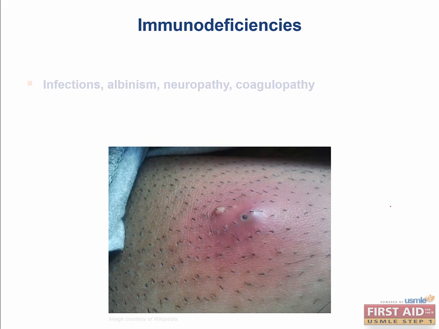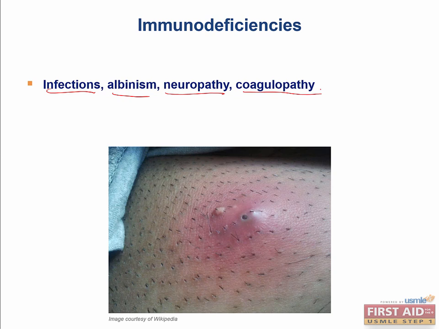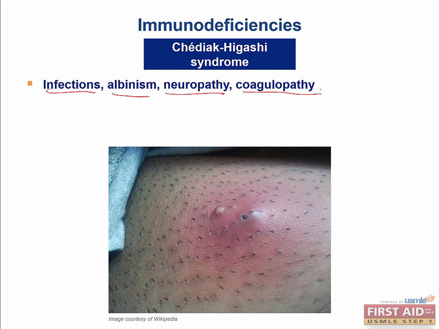Second to last deficiency is a poor kid with infections, albinism, so he's pale white, neuropathy, can't feel his fingers, has motor weakness, and coagulopathy, frequent nosebleeds. All right, what is this condition? This is Chediak-Higashi syndrome. And how are you going to remember this? Well, all you have to know is that it involves a problem with microtubules, all right? And specifically, the LYST gene is affected.